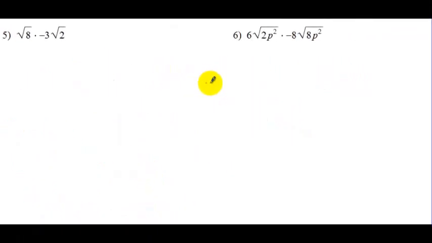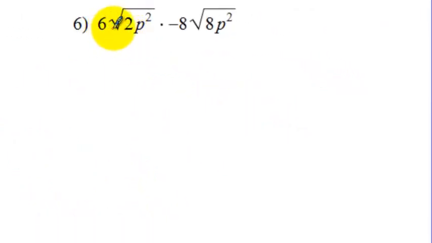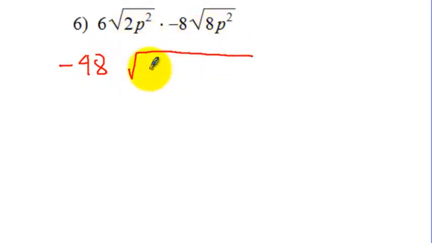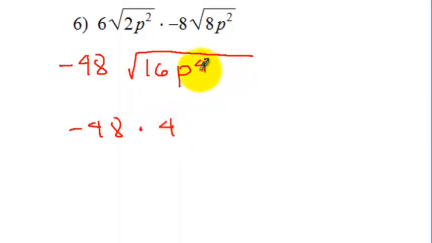Alright, let's solve example number 6. Again, multiply our coefficients. 6 times negative 8, negative 48, and then multiply our radicands. I have here 2 times 8, which is 16. P squared times p squared is p raised to 4. Now 16 is a perfect square, so we can extract the square root of 16 as 4. Same thing with our p raised to 4. It is a perfect square. So the square root of p4 is p squared.